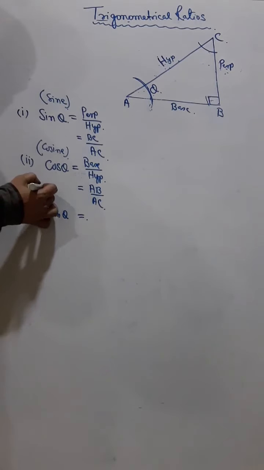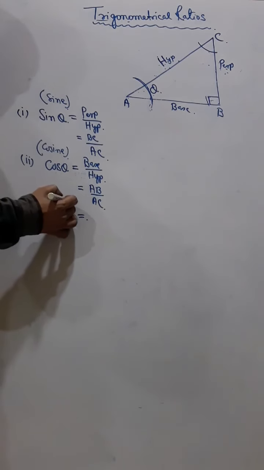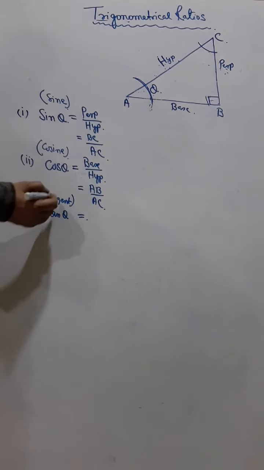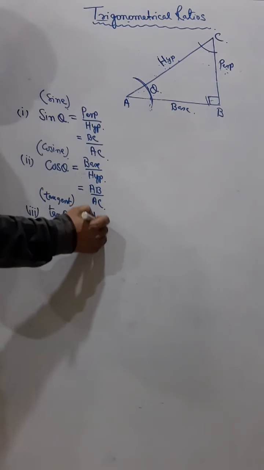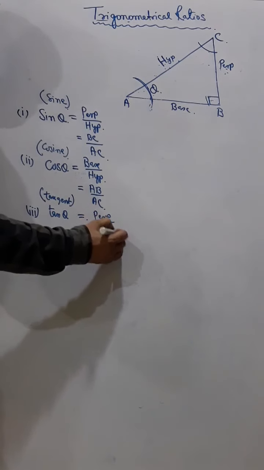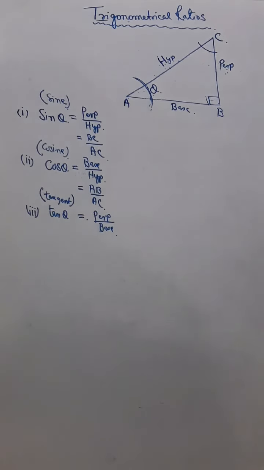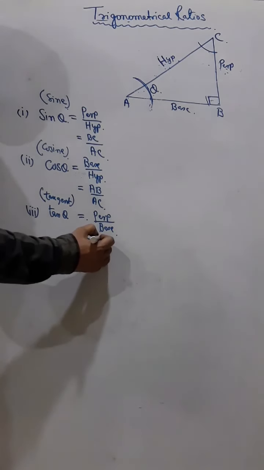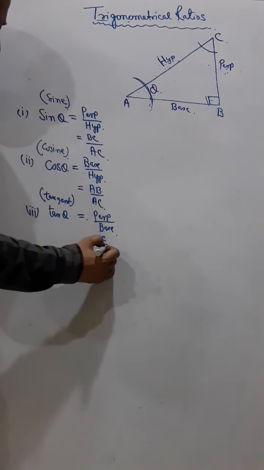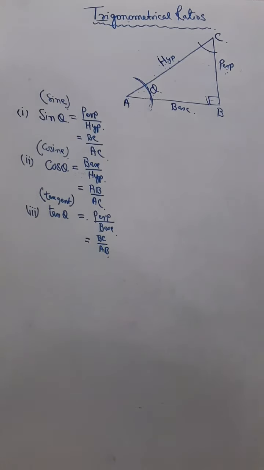Okay, now tan. The full form is tangent, but in short we say tan theta. Now tan theta is the ratio of perpendicular to the base. So perpendicular by base is tan theta. So again with respect to this triangle, it is BC by AB. Understand?